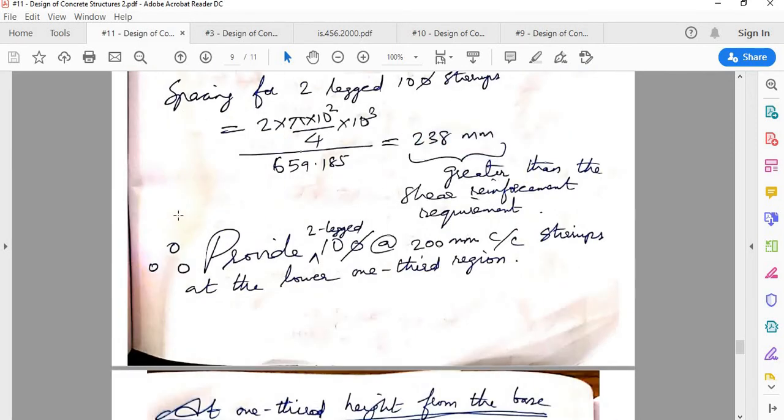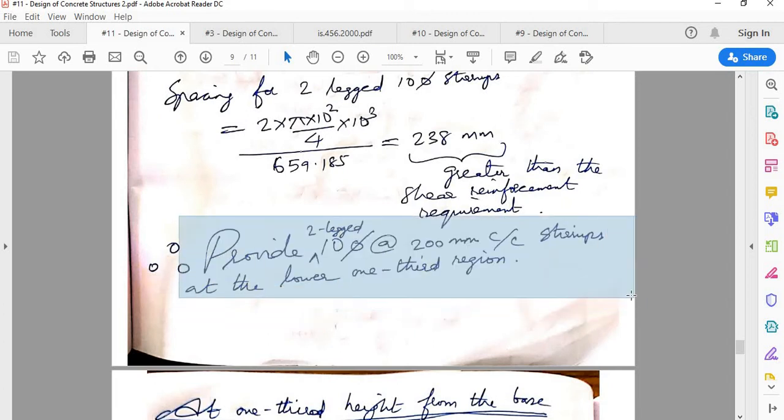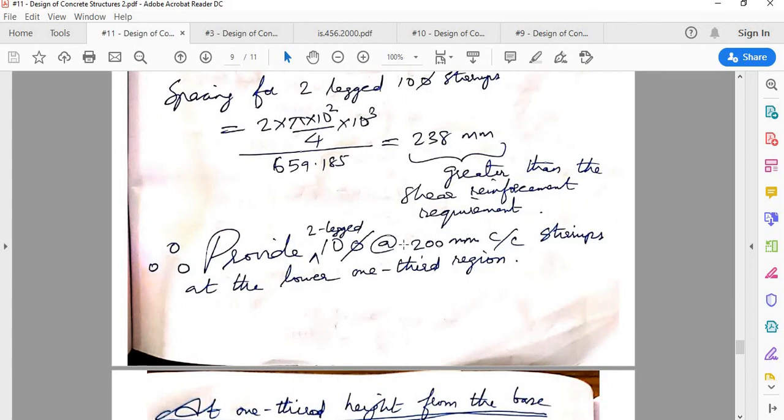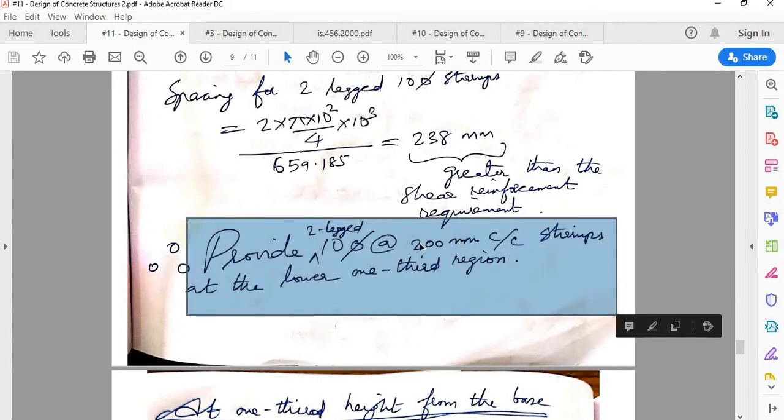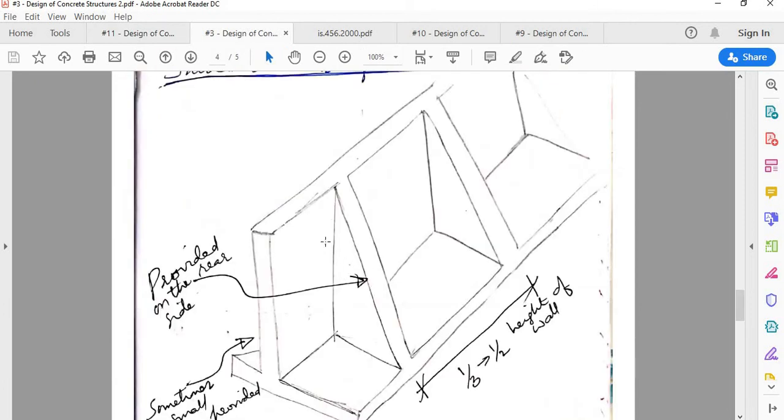So provide horizontal stirrups, or ties, or stirrups, because it's a beam, so you have to call it stirrups. 2-legged 10-dia stirrup set, 200 mm center to center. So this is the horizontal stirrup connecting the vertical stem and counterfort.